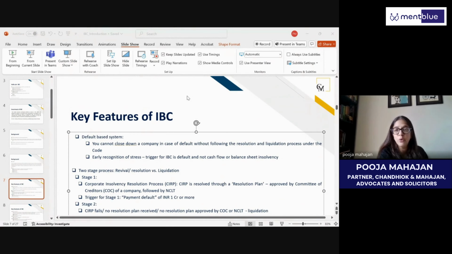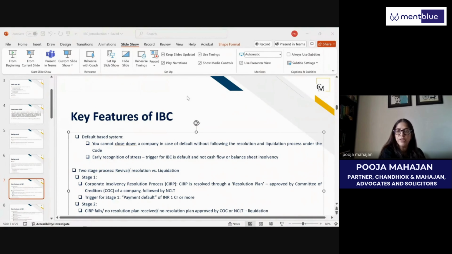But under IBC, the only trigger to actually take the company into IBC is a simple default of more than 1 crore. It doesn't matter that you have a large asset size. It doesn't matter that you can otherwise pay debt to all of your creditors. In case you have defaulted even against one creditor for more than 1 crore, you can be taken into IBC.